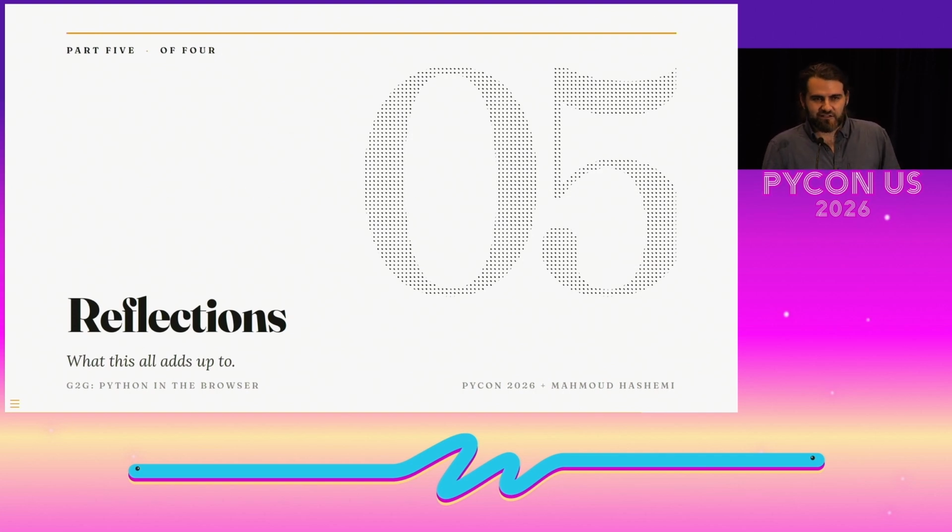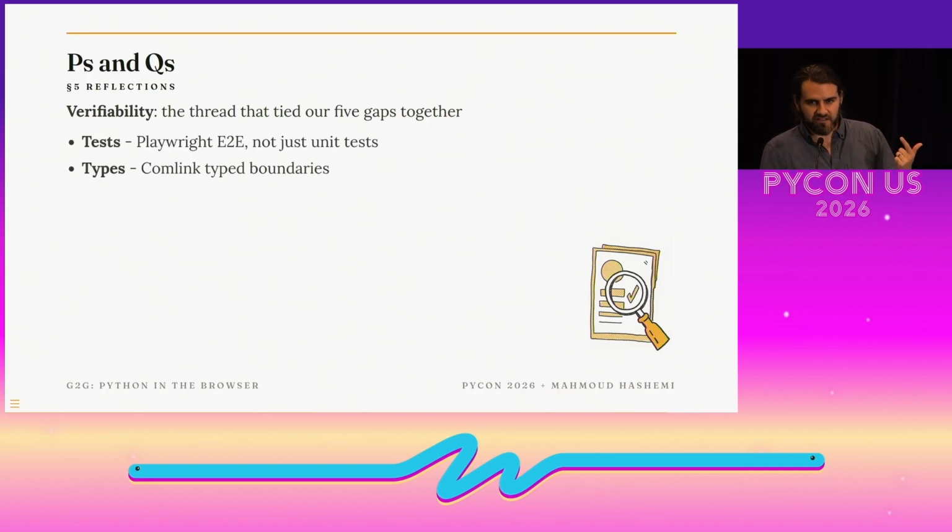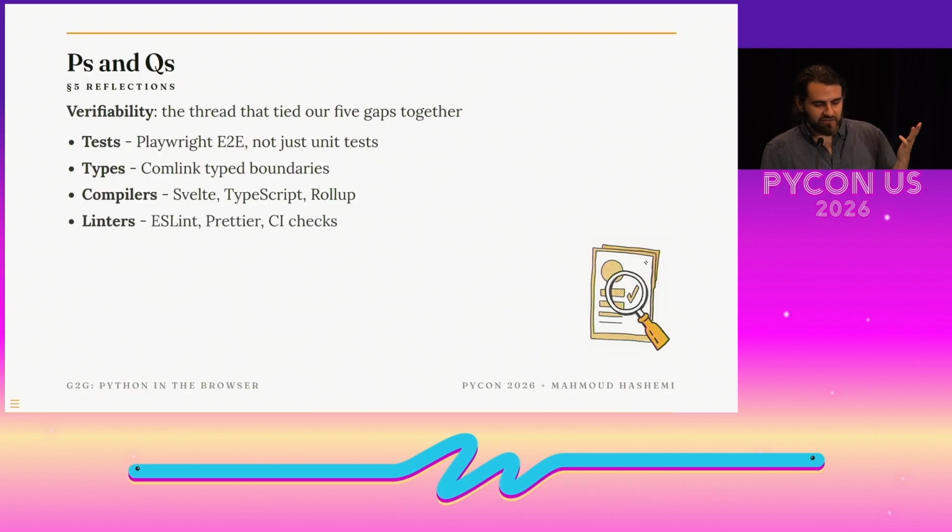All right, so let's take a moment for some reflections on this new age that we are developing in. The common thread that connects all of the gaps that we identified earlier was all about verifiability. So you want tests, you want types, you want compilers, and you want linters. Closing those loops is really the key to developing production applications in the age of agents. That lets you focus on the hard part, the creative part of software development.